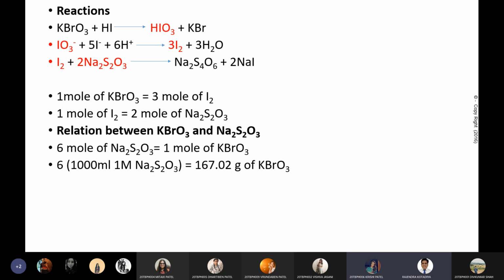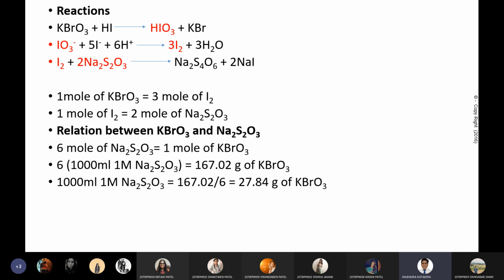See, we have already converted the moles on the left hand side, our secondary standard solution, into volume form. So that is equal to 6 times. If it were 1 mole, we could have written 1000 ml of 1 molar solution, but it is 6 moles, so 6 times 1000 ml of 1 molar sodium thiosulphate.